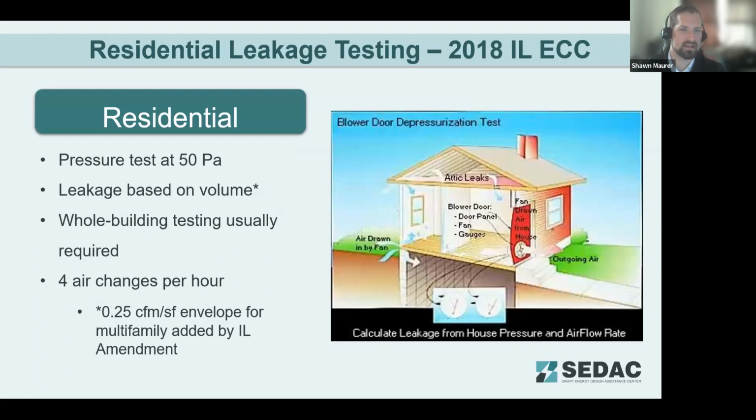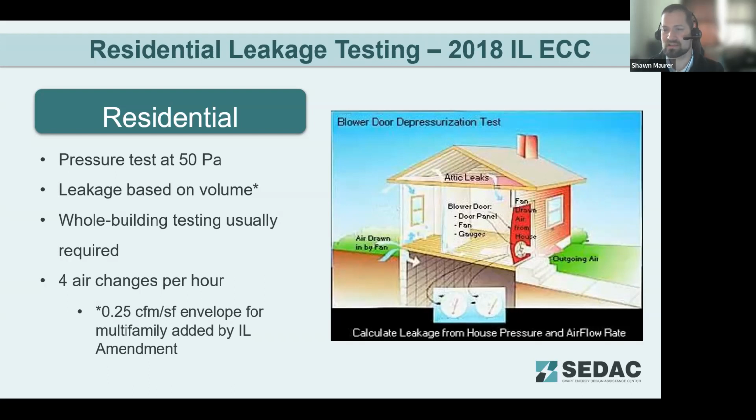So on the residential side, in the 2018 Illinois Energy Conservation Code, pressure testing is at 50 pascals for residential buildings, and the leakage rate is based on volume of the building. It's important to note there. So it's going to be based with Illinois amendments on 4 air changes per hour. For multifamily buildings, there is an Illinois amendment that adjusts that to a quarter CFM per square foot of envelope area. But in general, for single family homes or standalone structures, that 4 air changes per hour is the requirement.